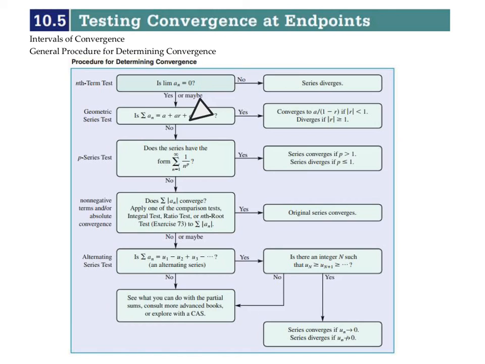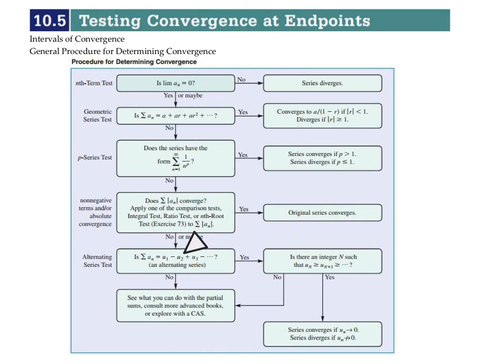The next thing to look at is, does it have the form sum 1 over n to the p? If so, we can apply the p-test. It'll converge if p is greater than 1 and diverge if p is less than or equal to 1. Suppose it doesn't have that form. Well, look at the sum of the absolute values. If that converges, then you can apply any one of the comparison tests, the integral test, the ratio test, or the nth root test. Remember that if a series converges absolutely, the original series converges.